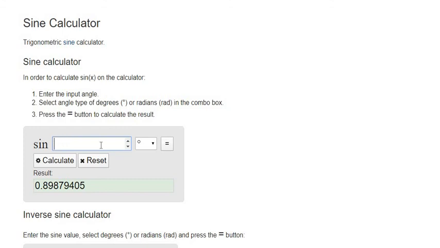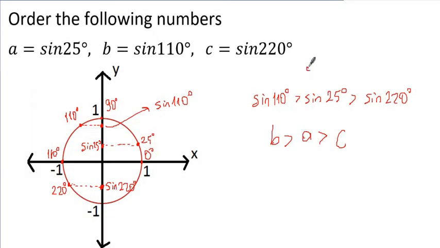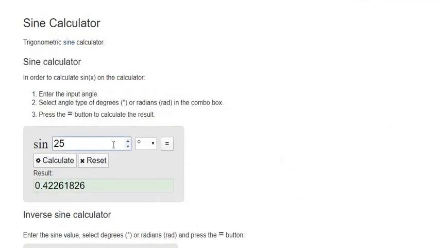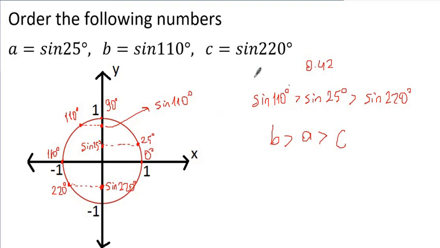Sine of 25, let's write 25. So calculate sine of 25: 0.42. Sine of 110 is 0.93. So it's correct, as you see. 0.93 is greater than 0.42. And you see this point is 0, the origin, and this is 1. So these values must be between 0 and 1. As you see, sine of 25 is 0.42, so this point is actually 0.42. And this point is actually 0.93, right?